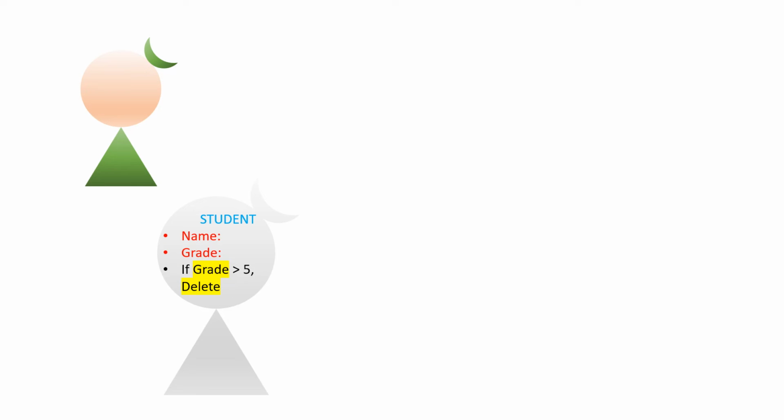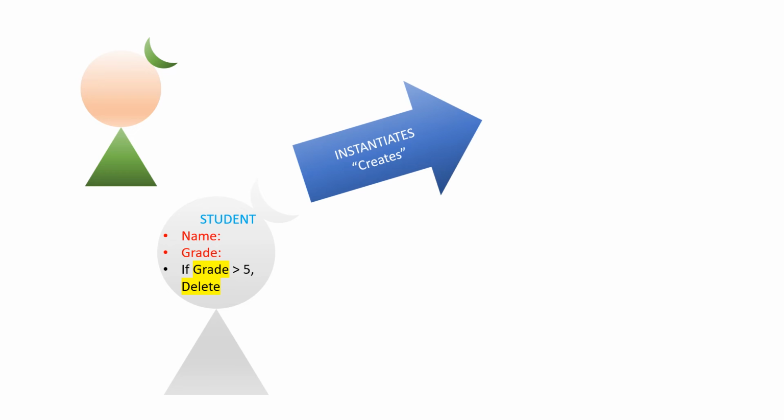Now that this principal has this student blueprint available, she's going to instantiate, or create, an object of student 1. Student 1 has a name of Judy, and Judy is in 5th grade. And because it does not satisfy the if condition, it's not applicable in student 1's instance.